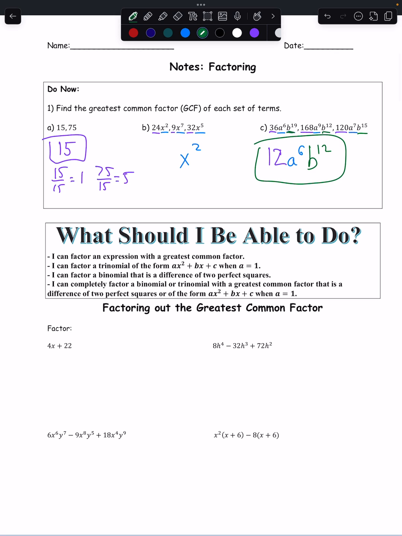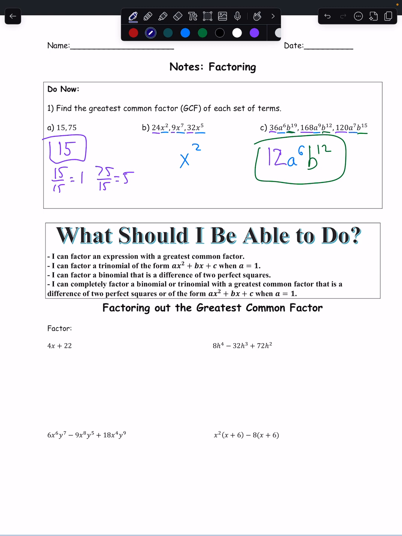So today we're going to be factoring. We're going to be factoring out the greatest common factor, factoring a trinomial, and also factoring the difference of two perfect squares. This should be reviewed, so I'm going to do the next one with you guys, and then I'll have you do the last 3.